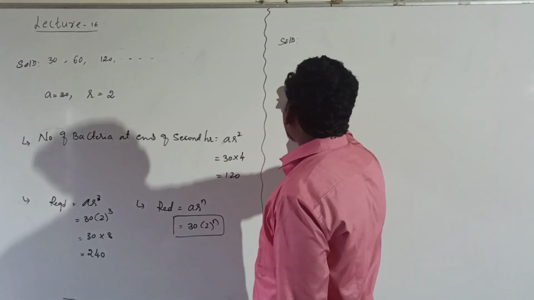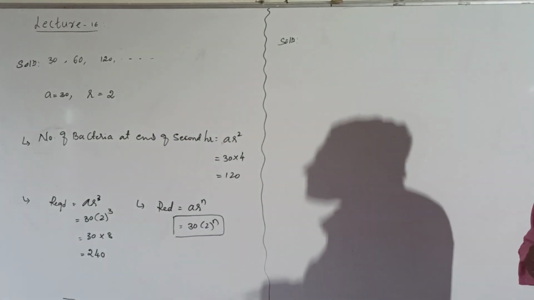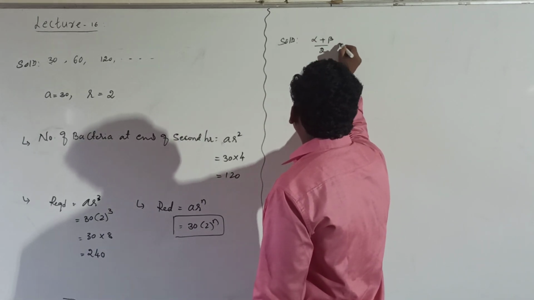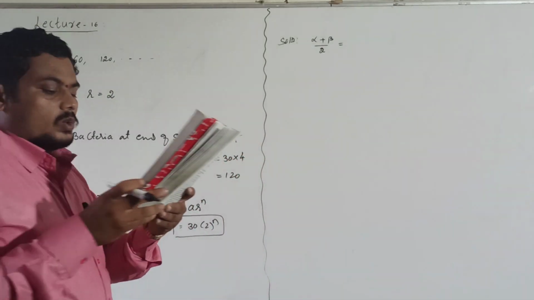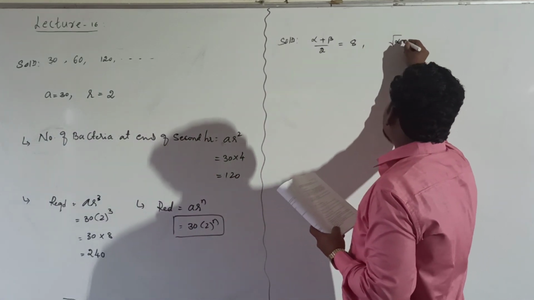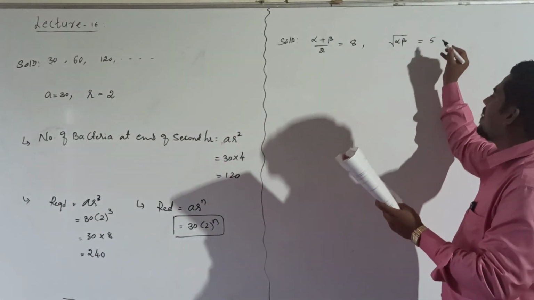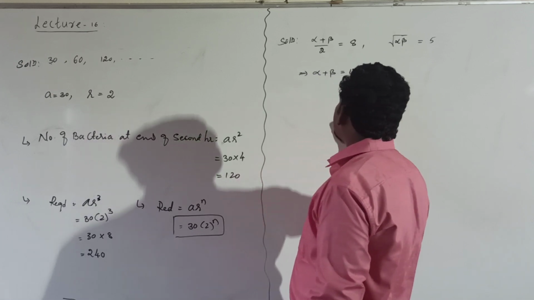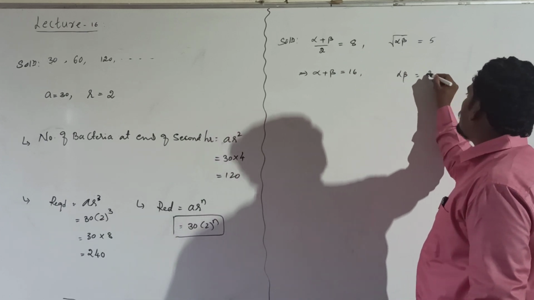In this case, the arithmetic mean of the two roots is given: alpha plus beta divided by 2, that is equal to 8. And their geometric mean is also given: square root of alpha into beta is 5. From this, alpha plus beta is equal to 16, just cross multiplication, and alpha into beta is equal to 25.